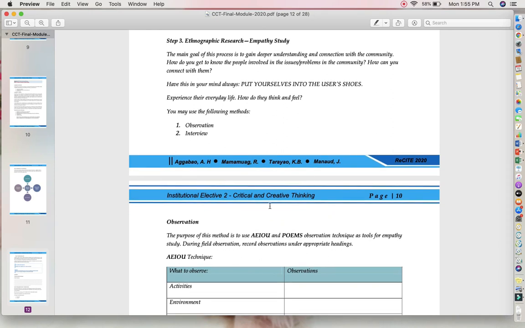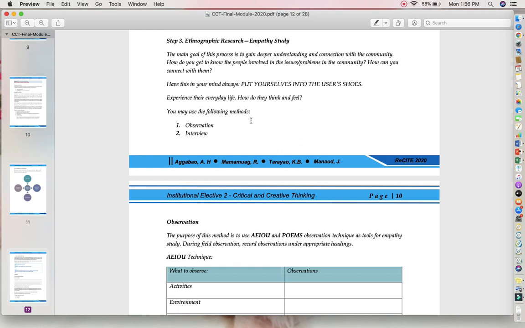ethnographic research or empathy study. The main goal of this process is to gain deeper understanding and connection with the community. How do you get to know the people involved in the issues, problems in the community? How can you connect with them? So have this in your mind always. Put yourselves into the user's shoes. Put yourselves into the person you are going to interview. Experience their everyday life. How do they think and feel?